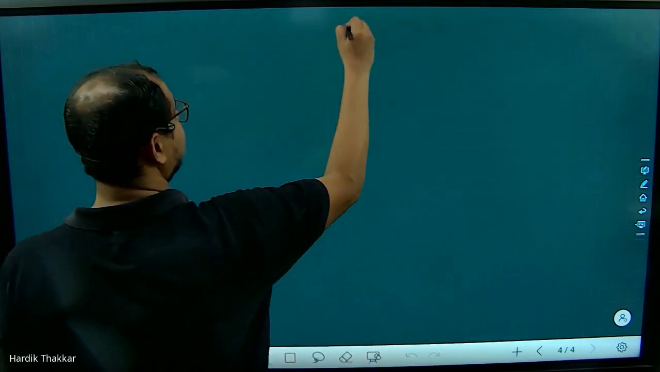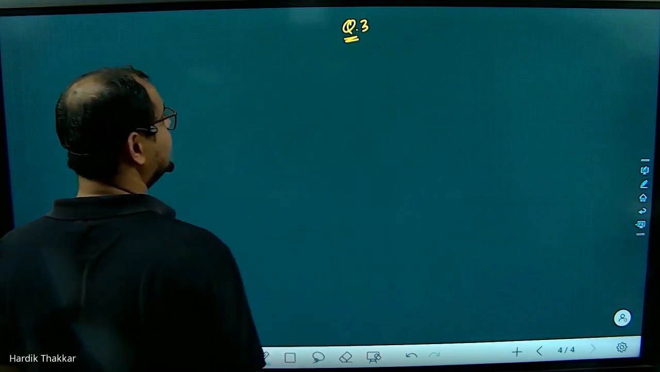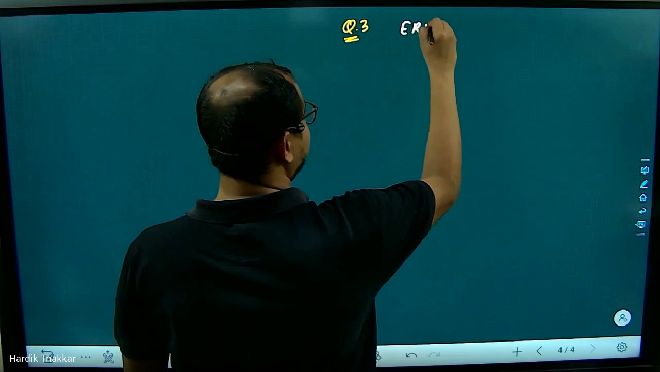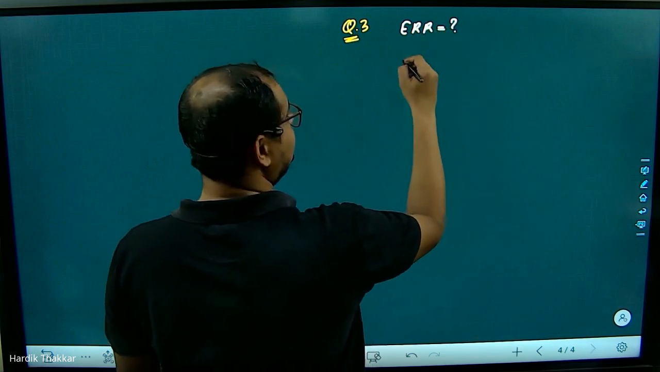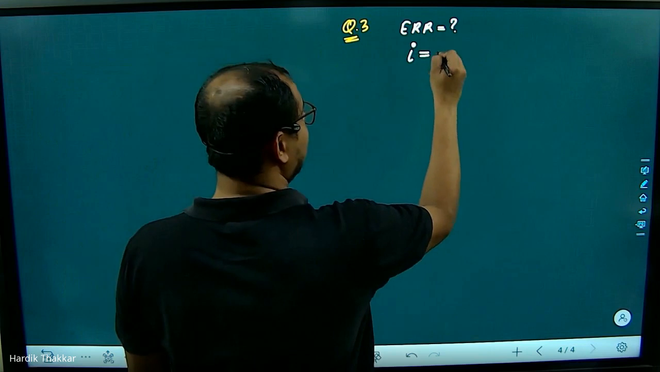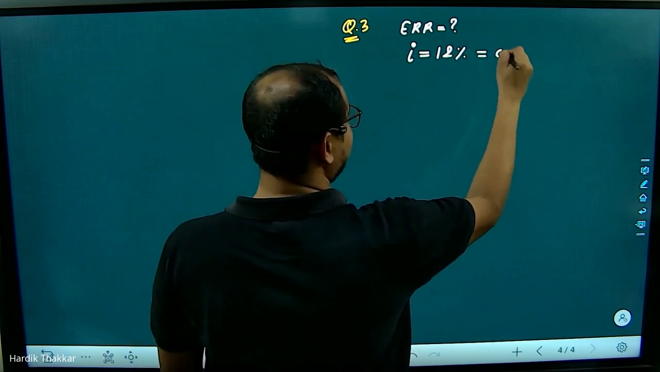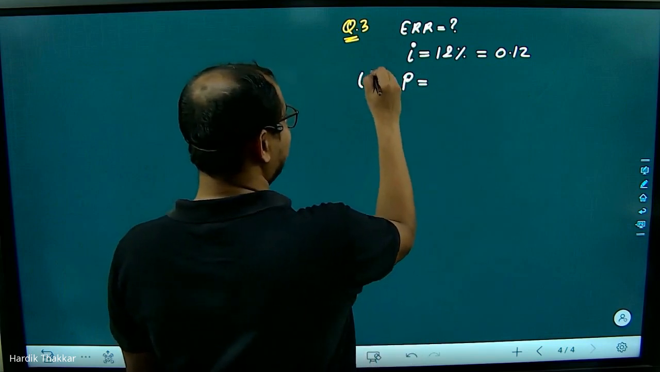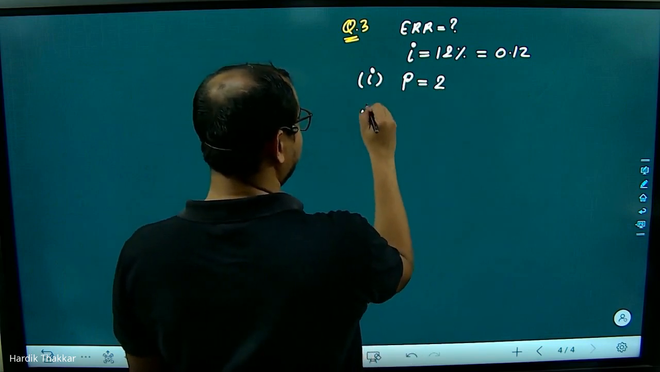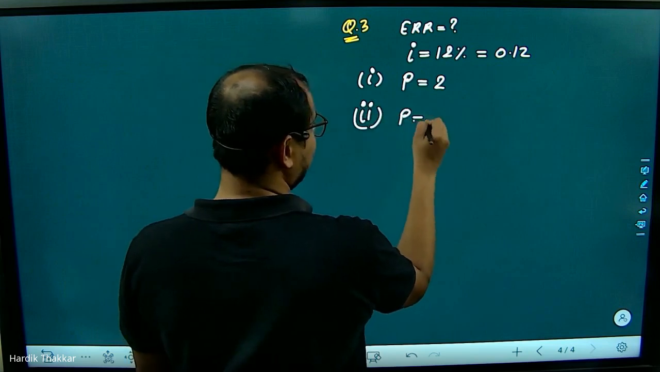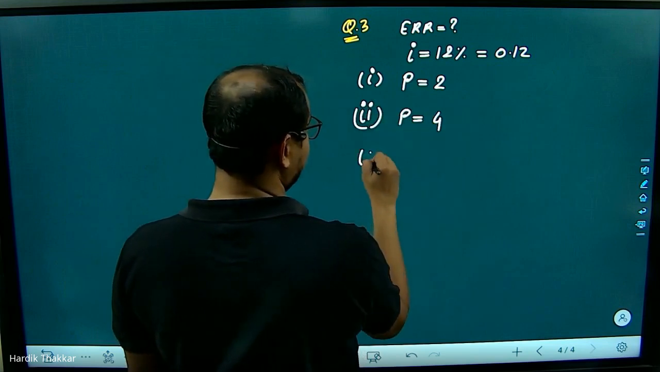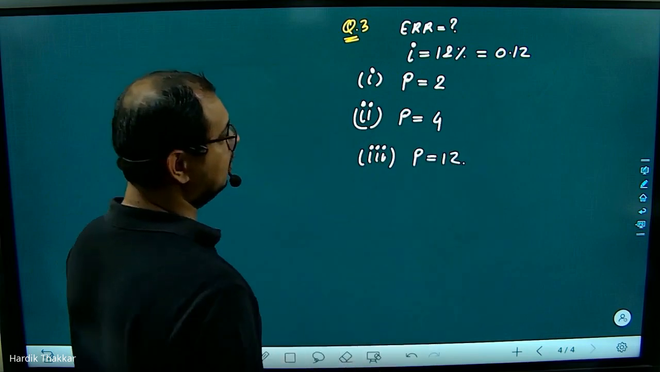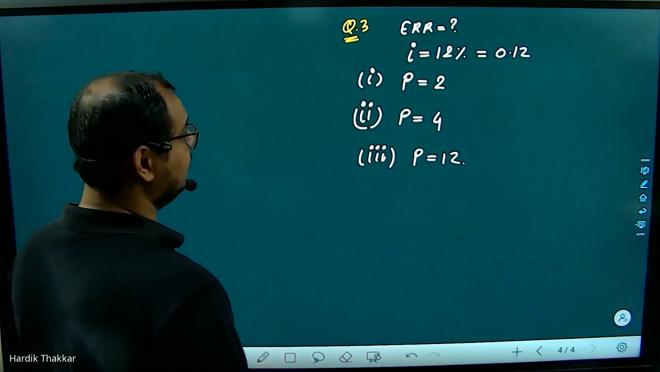क्वेश्चन नंबर 3। सो क्वेश्चन नंबर 3 पढ़ना अनुश्री। ERR क्वेश्चन मार्क लिखते चलो, ठीक। R is equal to 12% means 0.12. कंपाउंडेड फर्स्ट केस में क्या लिखा है? सेमी एनुअली, सो P is equal to 2. सेकेंड क्या लिखा है? P is equal to 4. थर्ड मंथली, सो P is equal to 12. करेक्ट? हाँ, ओके। कंटिन्यूसली भी है क्या?